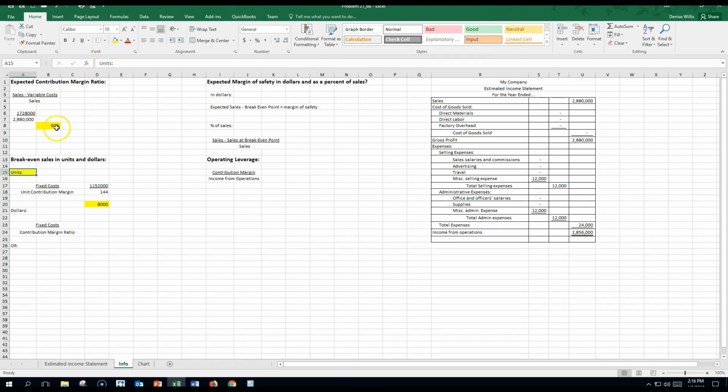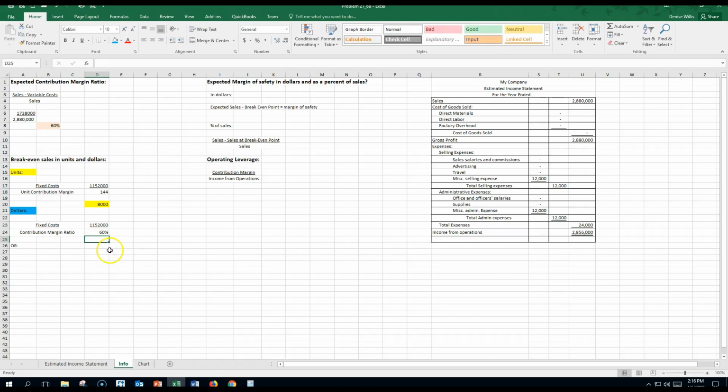Okay, let me make this a different color. Now we're going to do it again in dollars. So now in dollars, we're going to take those same fixed costs. It's the same thing as this number right here. And we're now going to divide those by the contribution margin ratio. We just calculated the ratio right up here. So this is the same as 60% or 0.6.